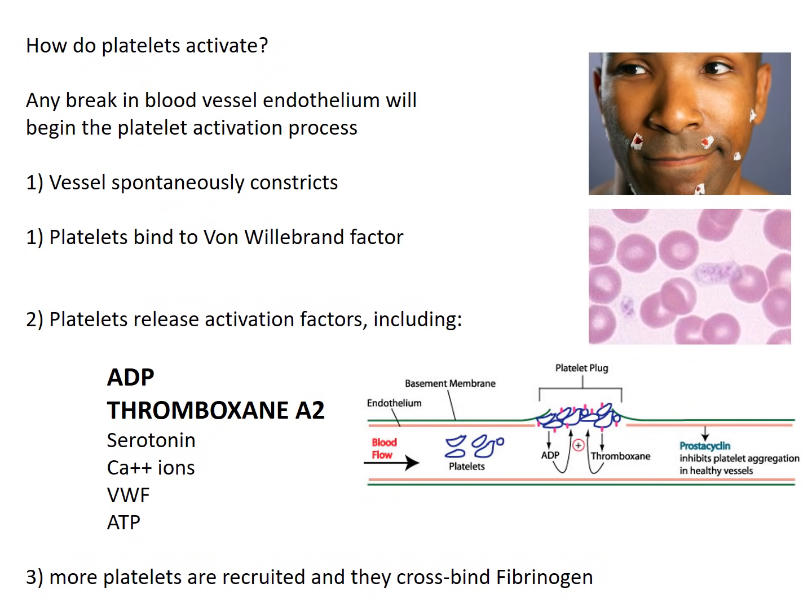Anytime you have an injury to a blood vessel, you damage the endothelium. And it is the damage of the endothelium which initiates the platelet activation process. The first thing that's going to happen, you damage a blood vessel, that blood vessel is going to spontaneously constrict. When the blood vessel constricts, you're going to get less blood flow in there. So that constriction is going to be one way of preventing excessive bleeding, right? That's a spontaneous event. Damage the endothelium, the blood vessel is going to constrict.